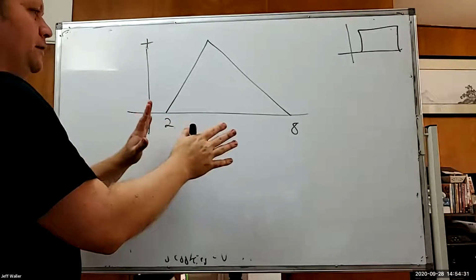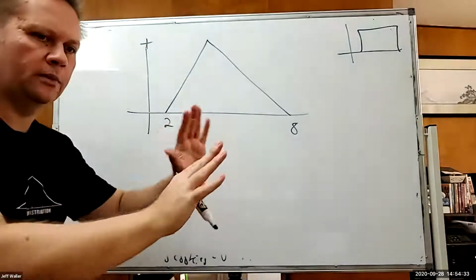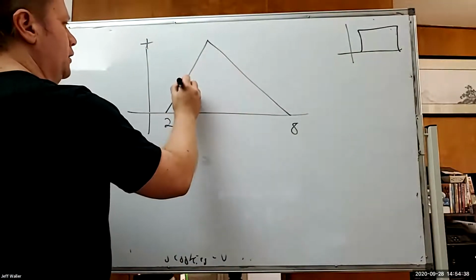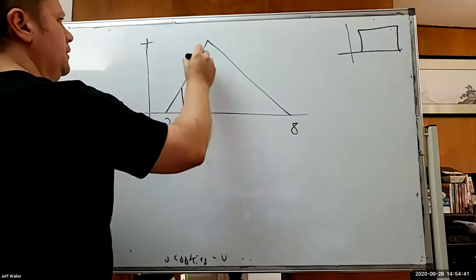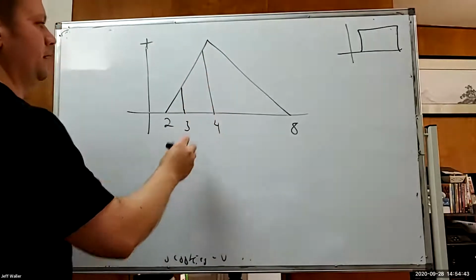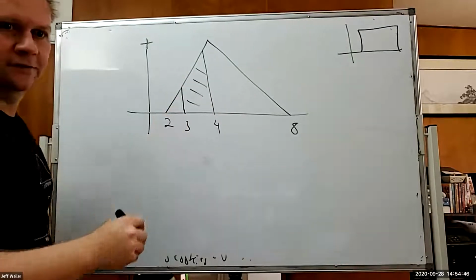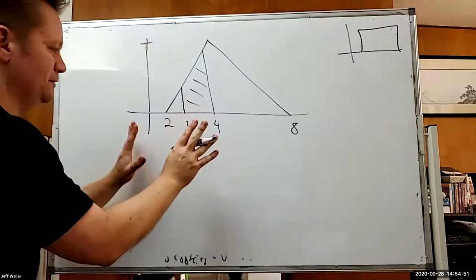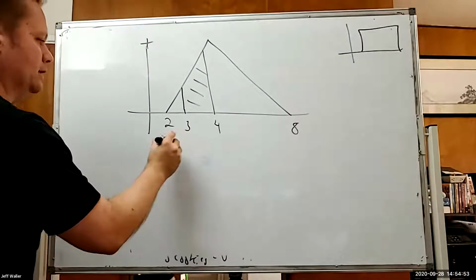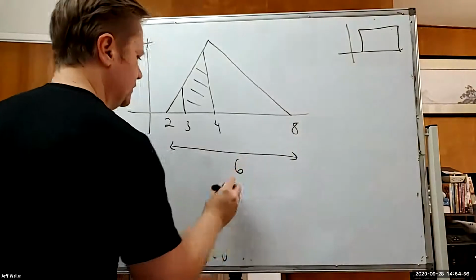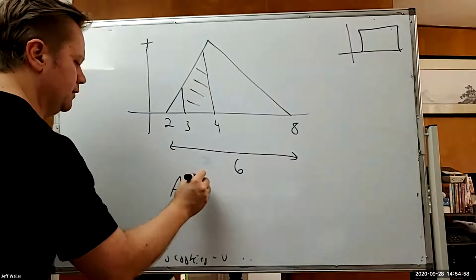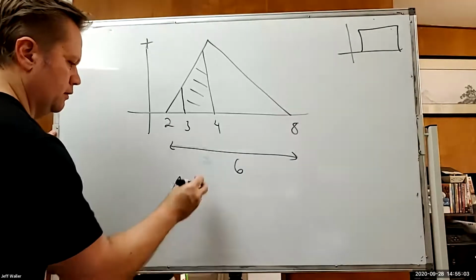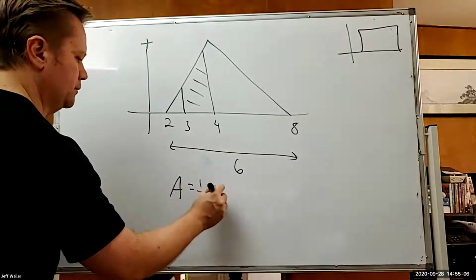I'm not going to do this whole problem because we don't have to worry about triangular ones, but I just want you guys to realize if I wanted to know this from 3 to 4, I would find the area of this. Now I have to figure out what the height is. What's the base of this triangle? It's 6. What's the formula for the area of a triangle? Base times height divided by 2. Yeah, 1/2 base times height.